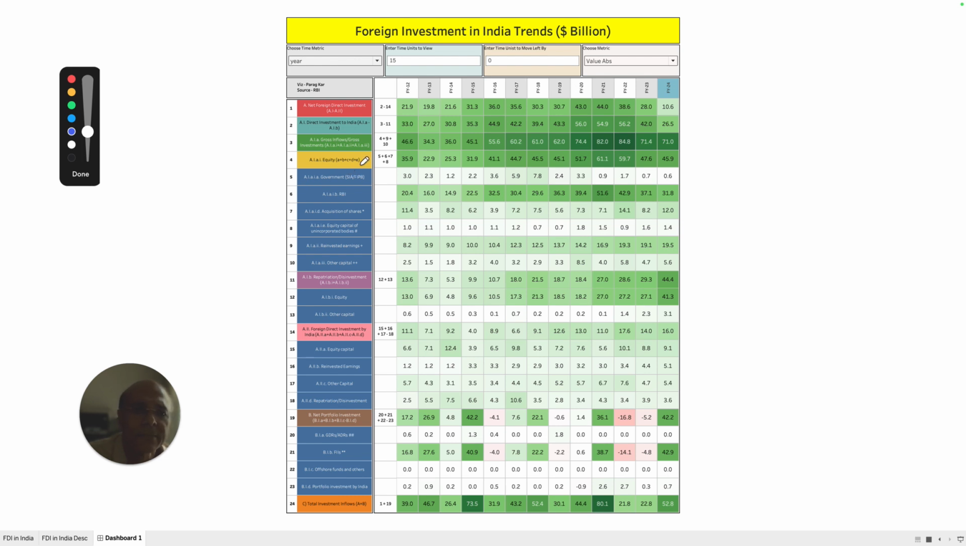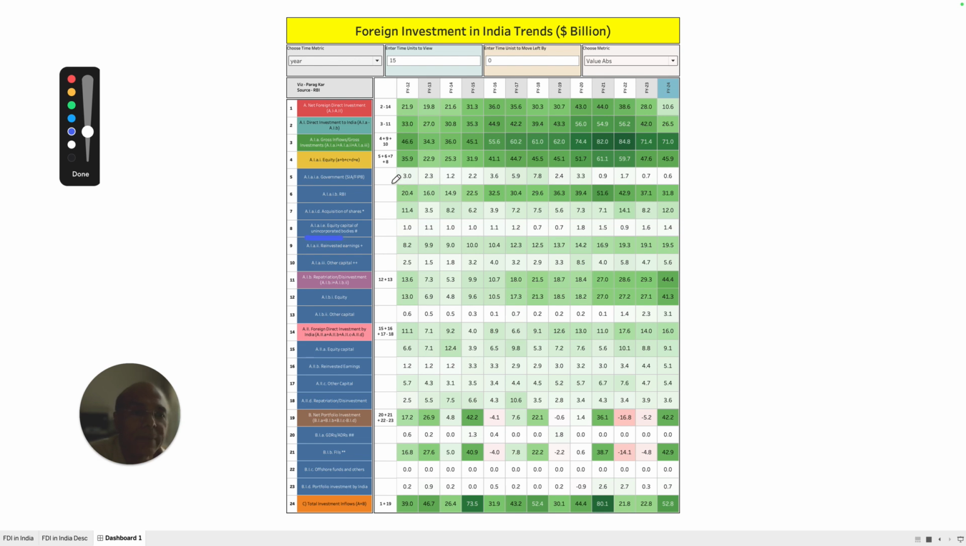What is the other item which it is made up of? The equity part. The equity part is broken down further into 4 different items. One is the government FIPB approved investment. Another is the RBI channel investment. Then we have acquisition of shares, and then what is the last item? The last item is equity capital of unincorporated bodies.